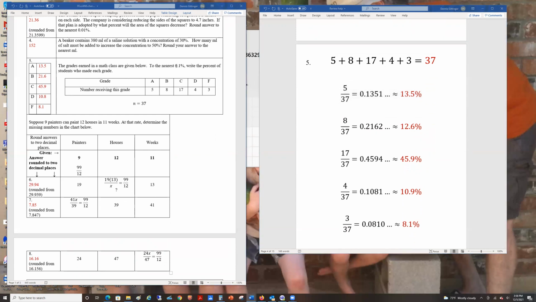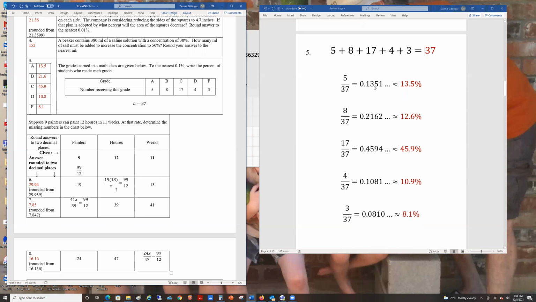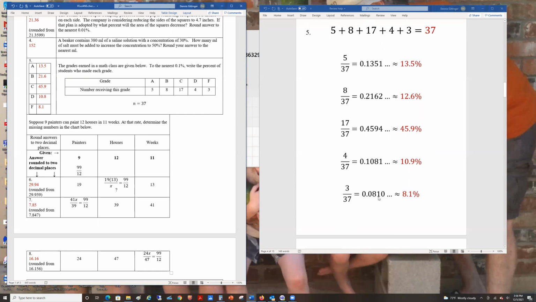And it says to the nearest 0.1%. Now 0.1% has one digit to the right of the point, and that's what we have to have here also. It turns out that this is 13.51, and the 1 is not big enough to bump it up to 13.6. Likewise, when you divide 8 by 37, the 2 is not big enough to bump it up to 21.7. And when you divide 17, the 4 is not big enough to bump it up to 46.0, which is what it would be if it were 5 or more. And the 1 is not big enough to bump it up to 10.8. And likewise, 8.081 is 8.1%. The 0 is not big enough.